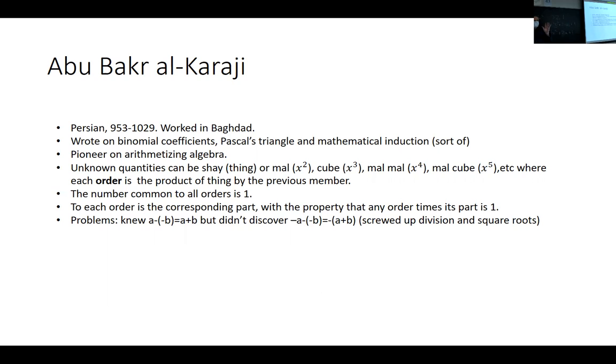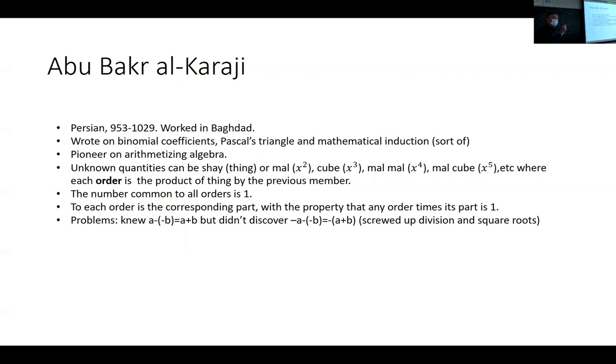You can do taking roots of polynomials. Okay, and these are things that really make no sense from a geometric point of view. So to do these things, you have to completely treat them as arithmetic objects. The number common to all orders is 1. What does that mean? Well, that just means 1 to the n equals 1.